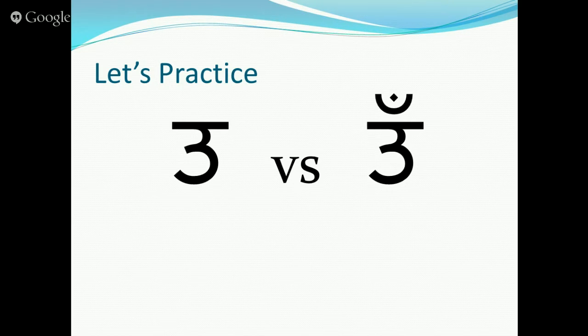The one on the left is U. The one on the right is um. So U versus um.